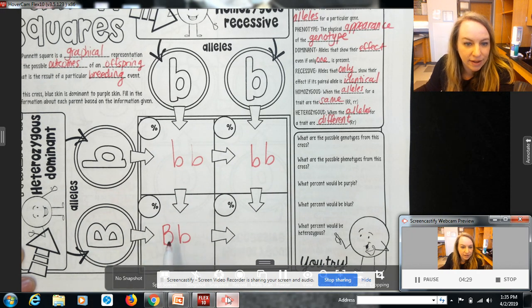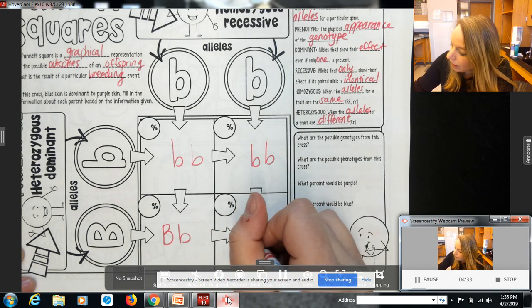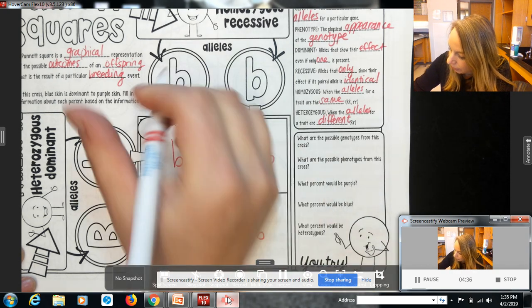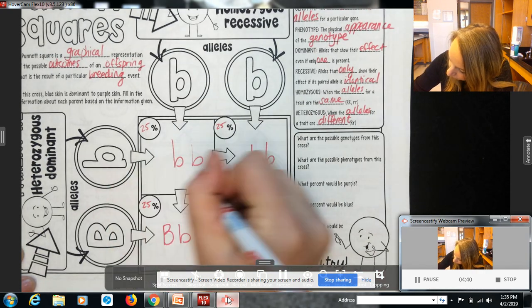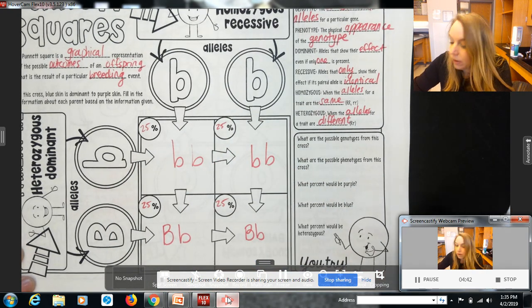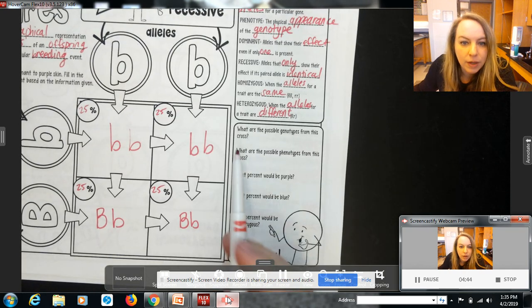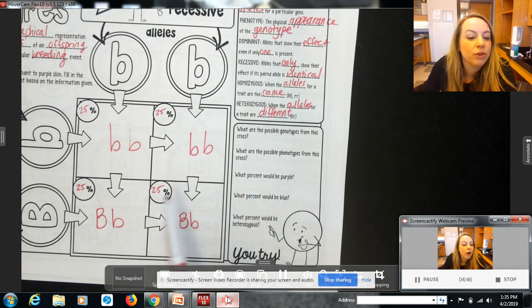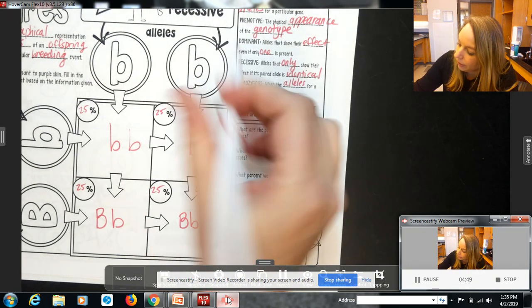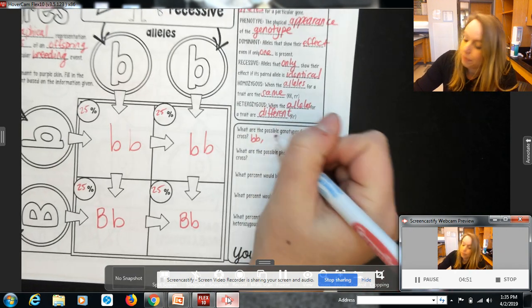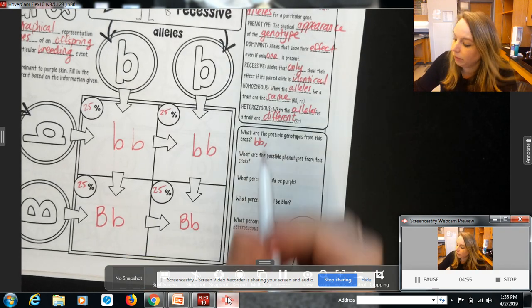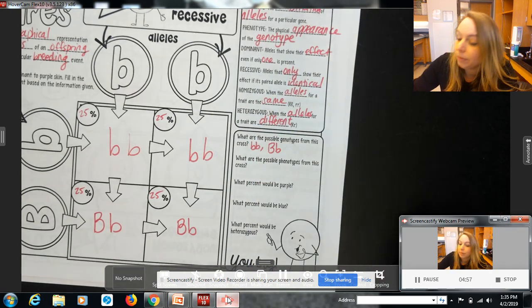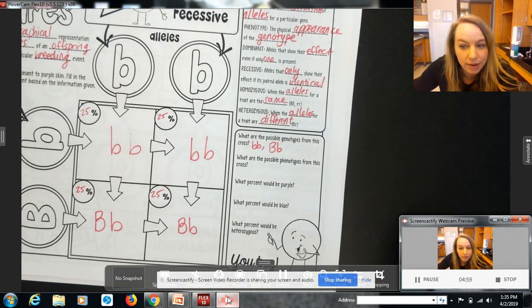If it's heterozygous, I always put the dominant allele first, okay? And down here we have big B, little b. So I'm just going to write in my 25, 25, 25, 25. Okay. So what are the possible genotypes from this cross? Well, I have little b, little b. Remember, genotype, genes, it's your genetic makeup. And here I have big B, little b, big B, little b. So those are my two genotypes.